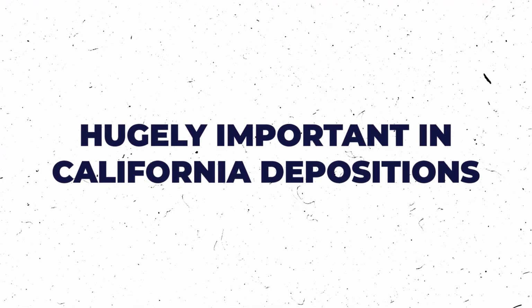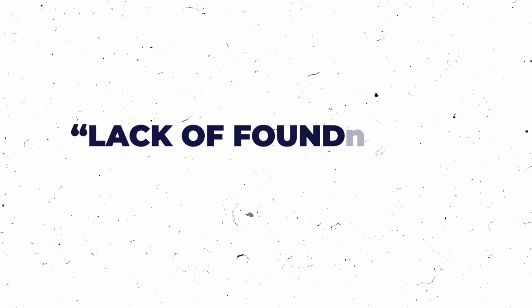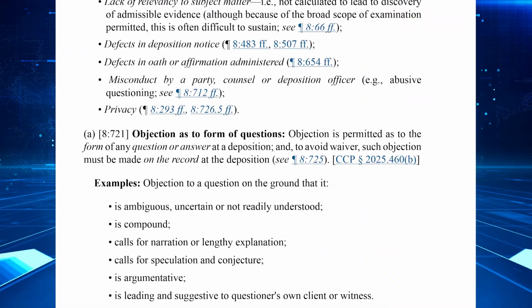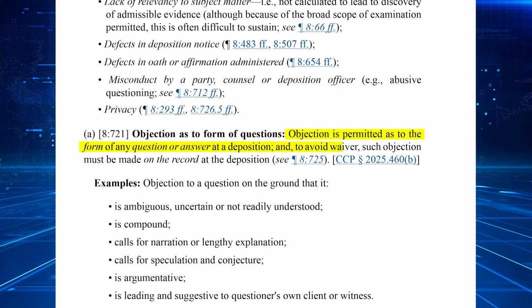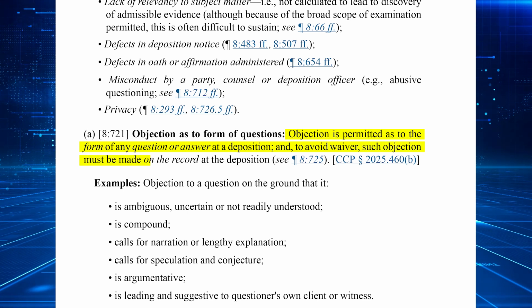Today we're going to talk about something hugely important in California depositions, and that is the lack of foundation objection. Now we're told about the types of objections that are permitted during depositions as opposed to trial, and we're told objection is permitted as to the form of any question or answer at a deposition, and to avoid waiver, such objection must be made on the record at the deposition.